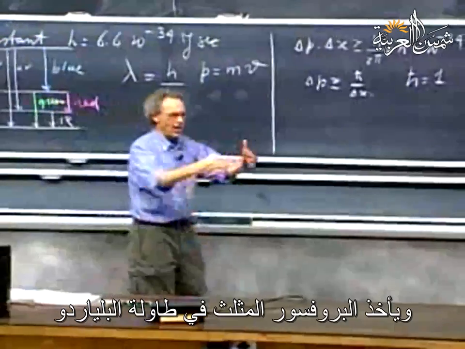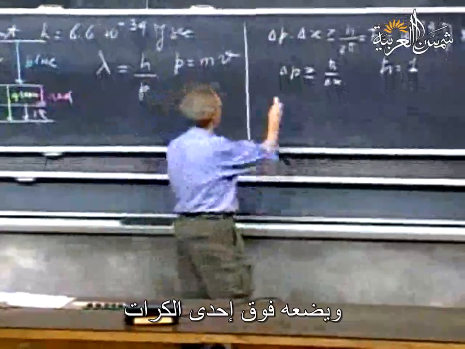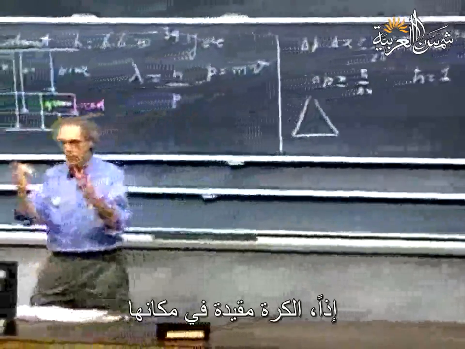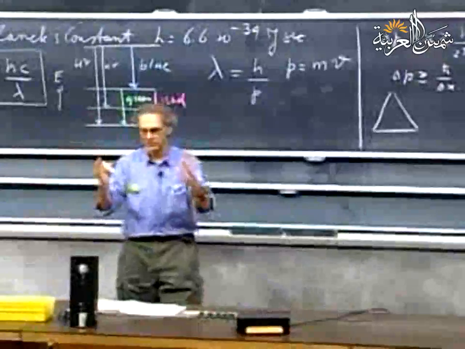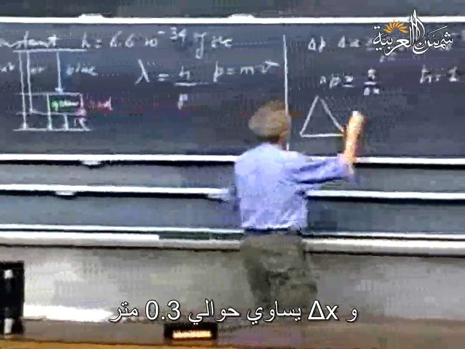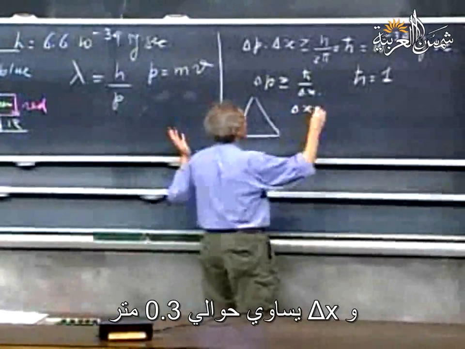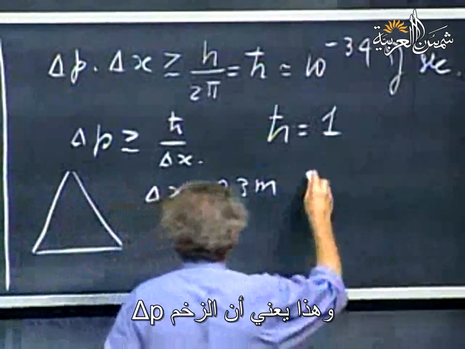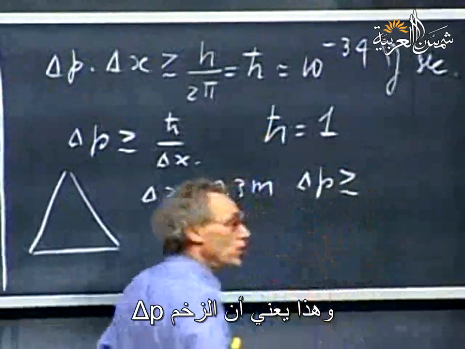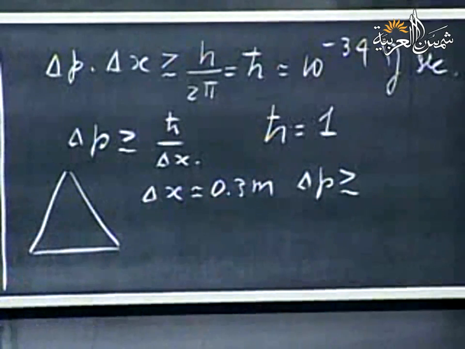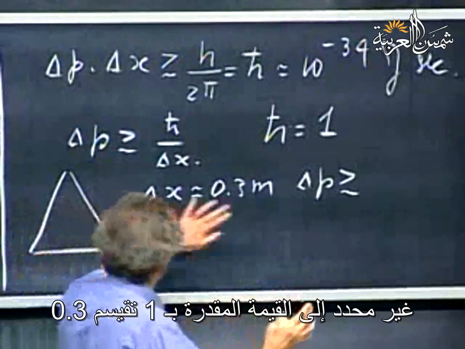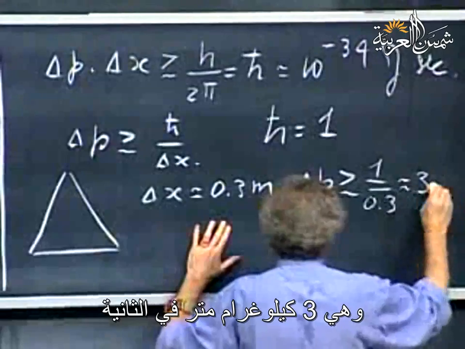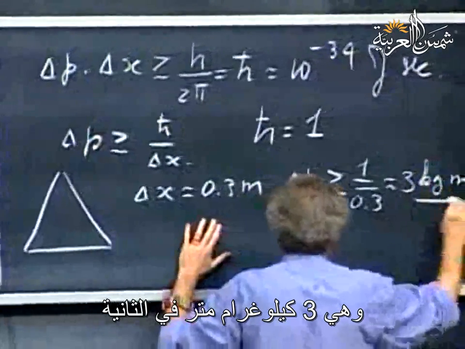And the professor takes a triangle in the pool table, and he puts the triangle over one billiard ball. So the billiard ball is constrained in its position, and that delta x is roughly, say, 30 centimeters, 0.3 meters. That means that the momentum is not determined to an approximate value of 1 divided by 0.3, which is about 3 kilogram meters per second.